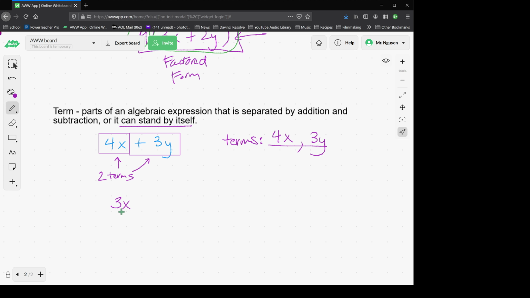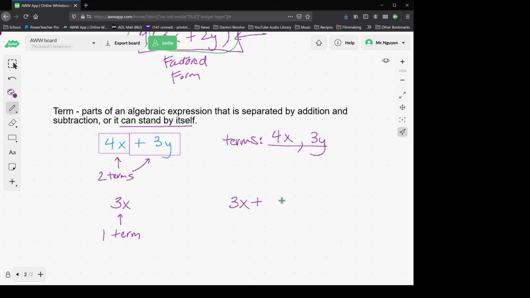Okay, this is a term. This is one term. It's not separated by addition and subtraction because, well, you don't need it to. It can just stand by itself. That's one term. Now, if you were to string together 3x with a whole bunch of other terms, yeah, you would need addition and subtraction to do that.